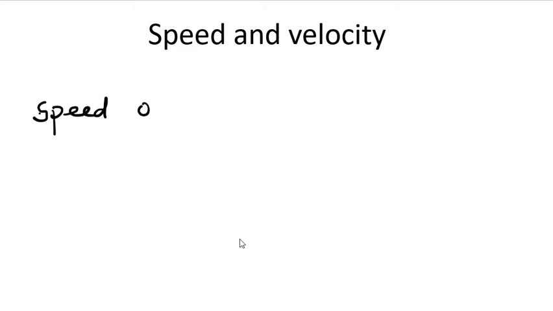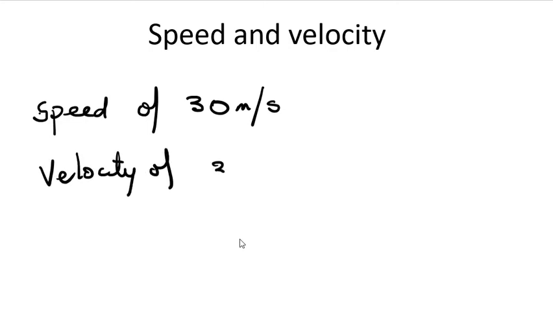So a speed of, let's say, 30 meters per second, as you know already, means that in every second, the object moves an extra 30 meters. But a velocity of 30 meters per second must have an additional information, and that must be maybe north. So in other words, the difference between speed and velocity is that when we're dealing with velocity, we need to mention not only how fast the object was moving, but also in a particular direction.